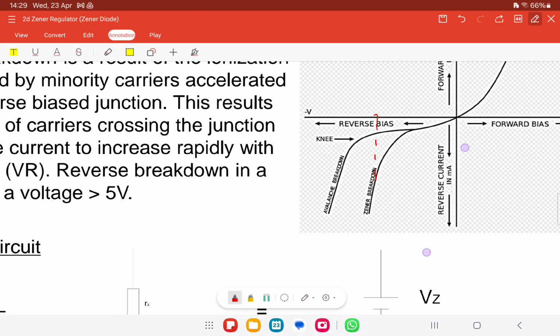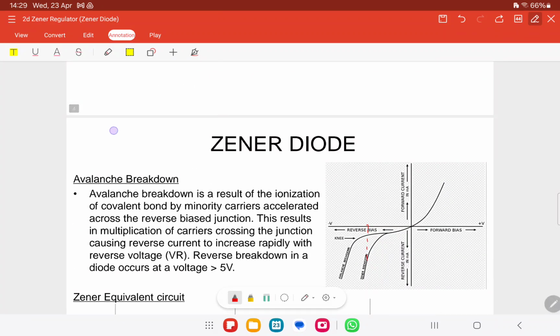Okay, in reverse, if we have this PN junction, what is in the middle? Here is P, here is N. This one is the depletion region. Okay, so in reverse bias, will the depletion region be big or small? Big, yes. So in Zener breakdown, let's say this is for Zener breakdown, the size is small.